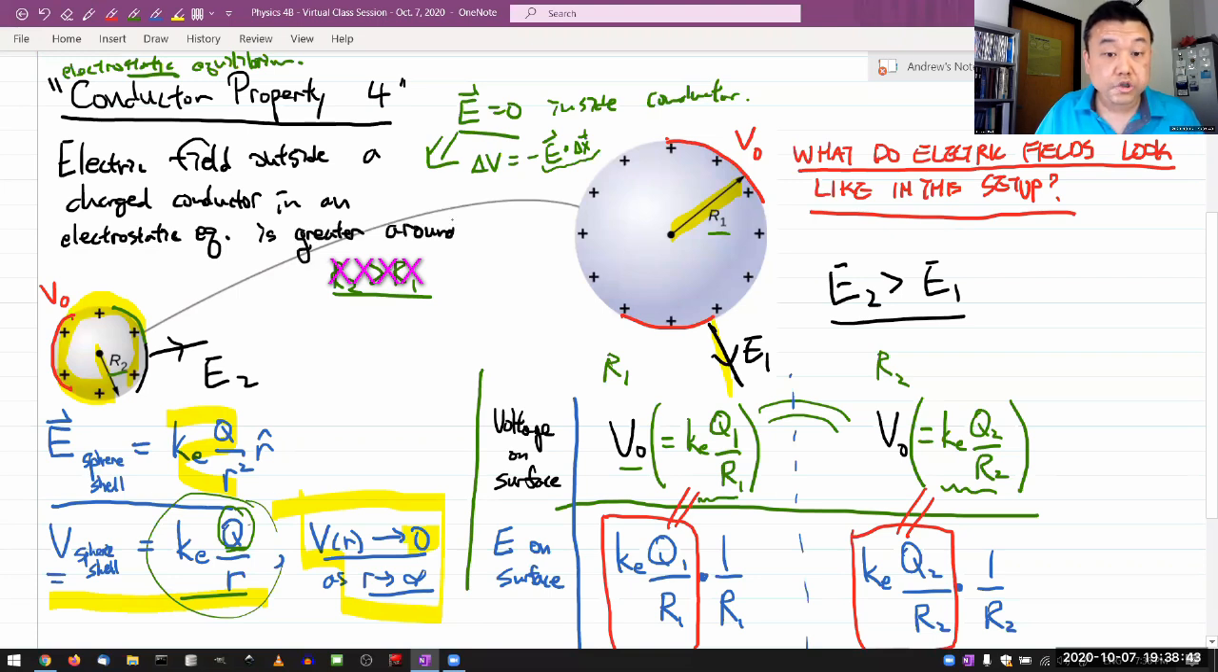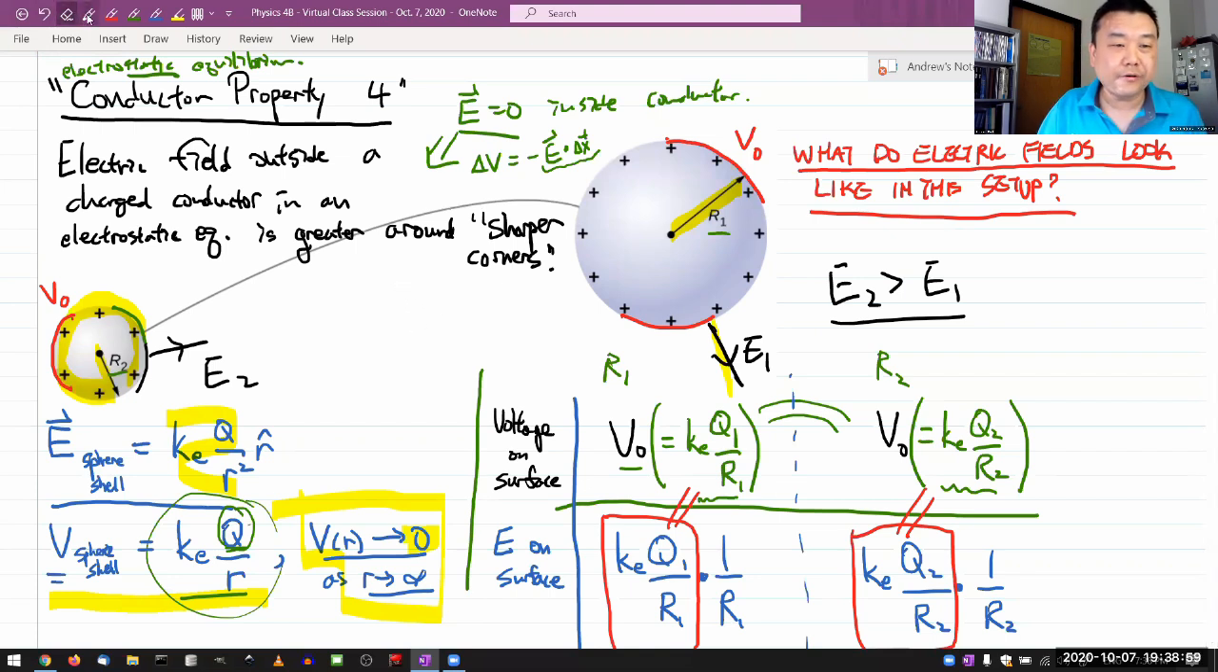around sharper corners. Or if you think that's a little bit too, I don't know, terribly informal, because what I mean by sharper corners, it's not a very rigorous way to state it. It's not very mathematical. You could say instead of sharper corners, that's one way to say it.